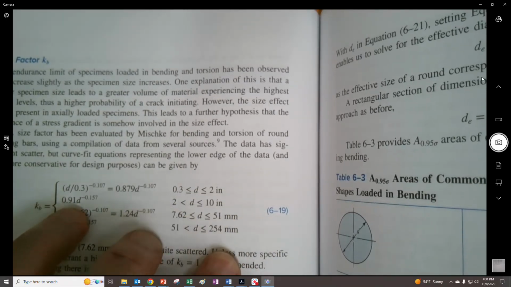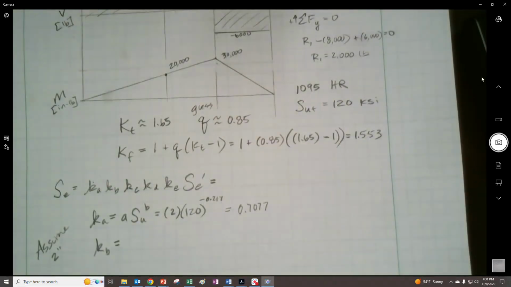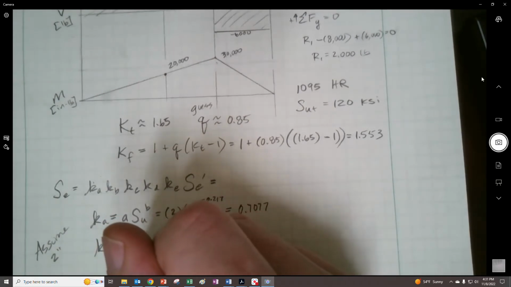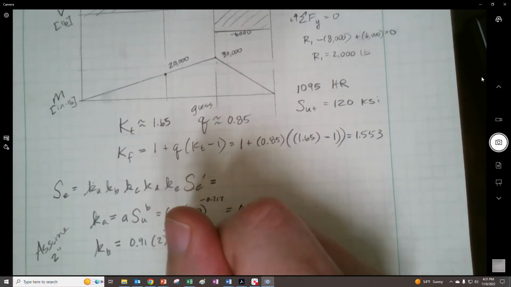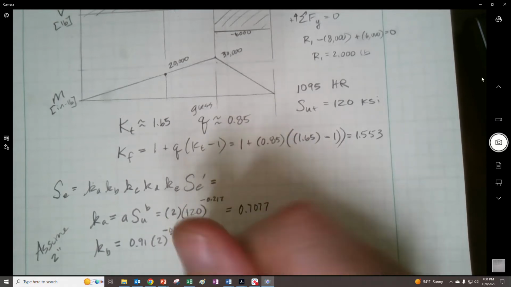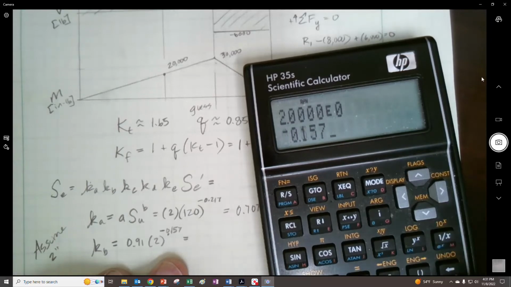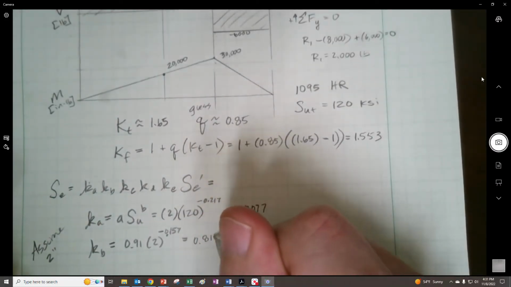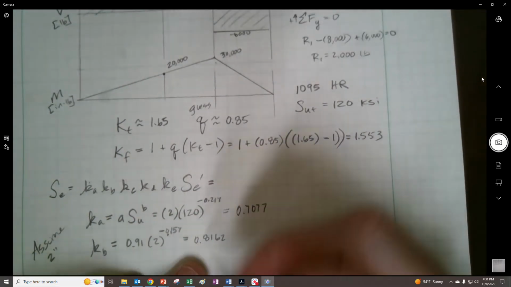So I'm going to go with the 0.91 d raised to the negative 0.157. So that's going to be 0.91 times 2 raised to the negative 0.157. Should be a decimal place in there. So 2, 0.157, make it negative and raise it, and then times 0.91. And you get 0.8162. All right.